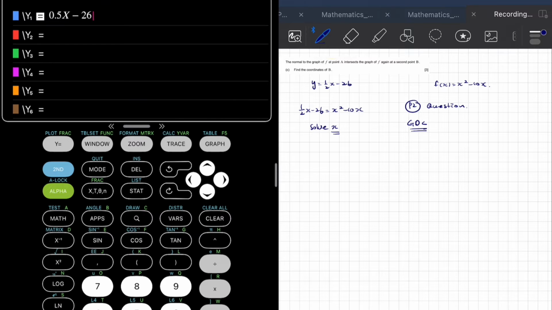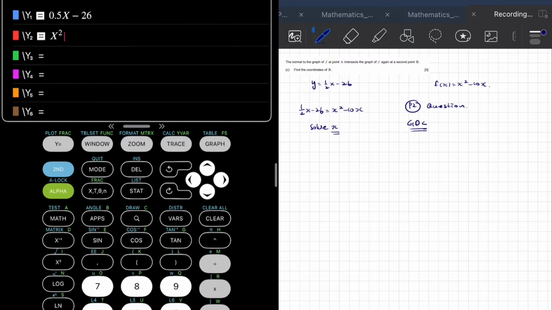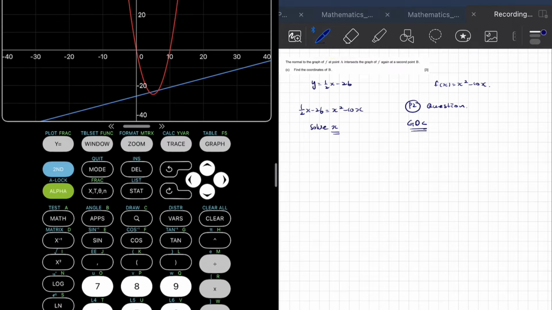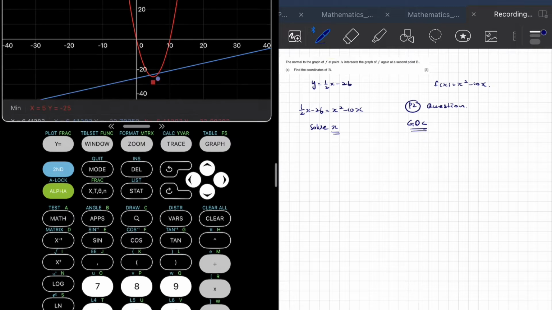So 1 over 2x minus 26. And on your second line of the equation, you're going to substitute your function f of x, so x squared minus 10x. Then you're going to graph it. Okay? Then you will see a graph like this, and it is very clear that you have two intersection points, right? And what we are trying to do is calculate this second point here.